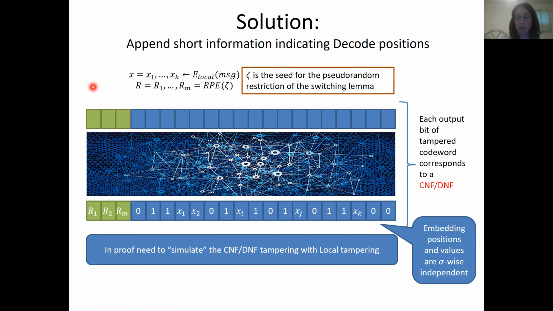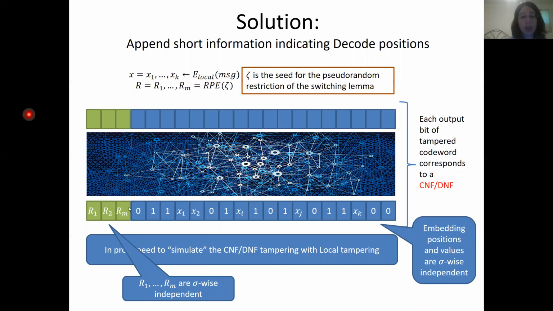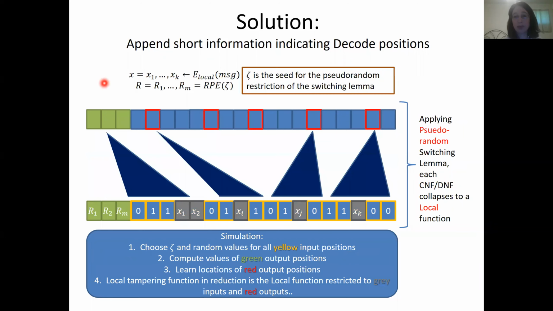Okay, and now we have what we need to apply the pseudorandom switching lemma because the blue positions are sigma-wise independent because of how we chose the parameters for the pseudorandom switching lemma. And R1 to Rm are also sigma-wise independent because this is a property of the RPE, which says that any constant number of positions are uniform random. So now we can again apply the pseudorandom switching lemma, and now we collapse down to these local functions. And finally, we can now simulate everything.